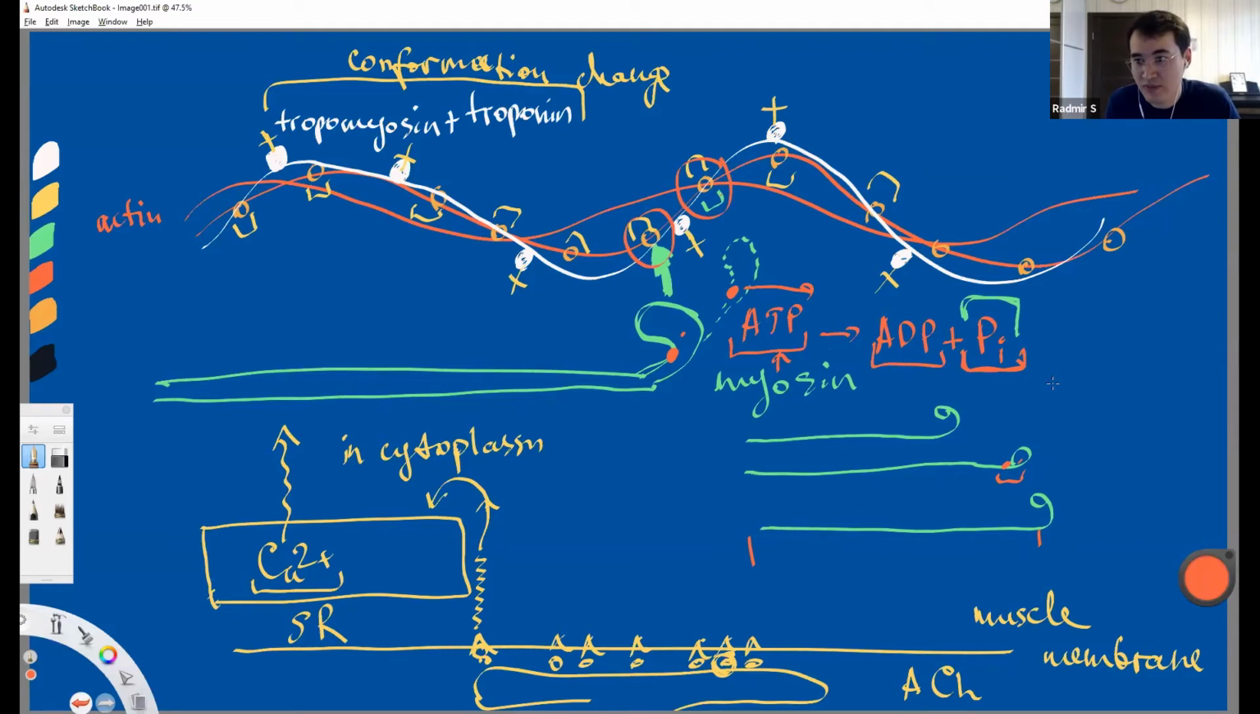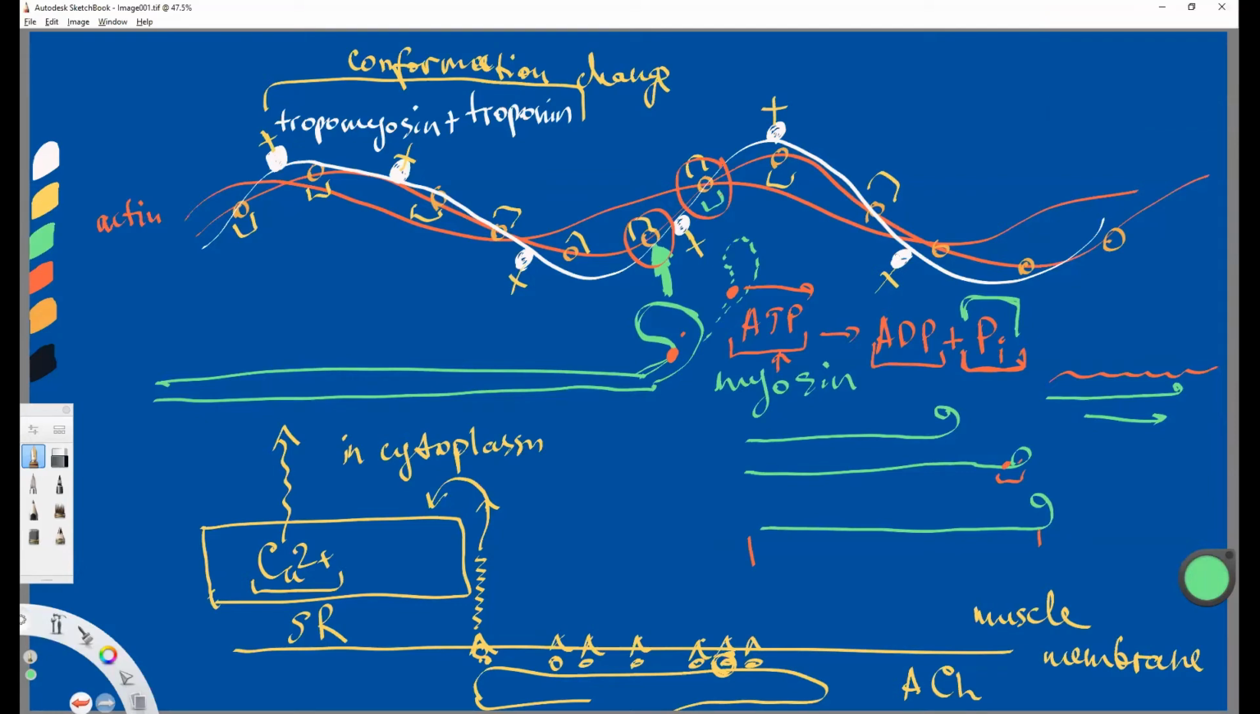Let's say we have this actin and the myosin. That myosin moves along the fiber of actin. Okay, so that's how the process of contraction happens. It's only related to the movement of myosin along the actin. That's really simple. So I hope you understood it.